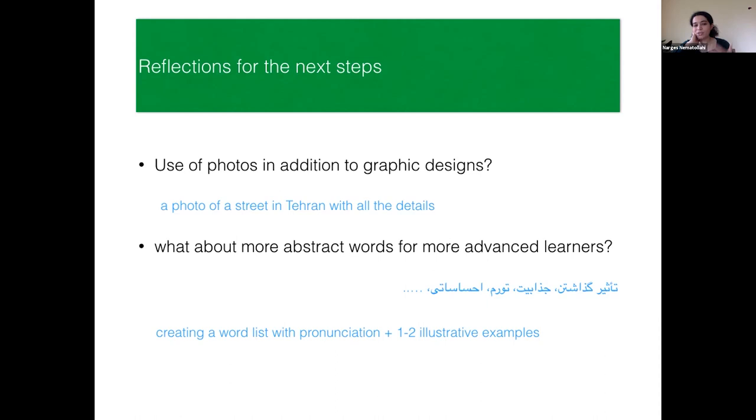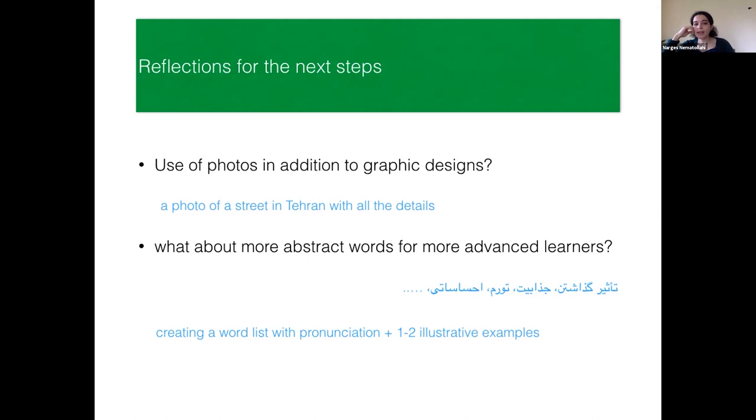So first of all, we need a professional photographer to take photos specially for this project. Because for example, if you look up a street in Tehran on Google images, putting apart all the questions of copyrights, if you want to use that in your project, first of all, you are not able to find a good photo because you need a photo which has all the details, and it is very difficult to find a photo that has all the details in one place.